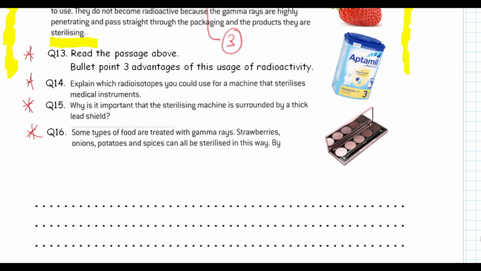Question 15. Why is it important that the sterilizer machine is surrounded by a thick lead shield? That's to protect workers and users around the machine.